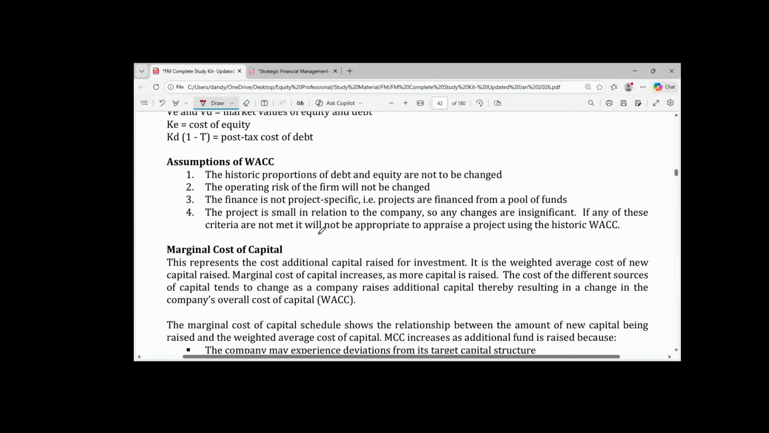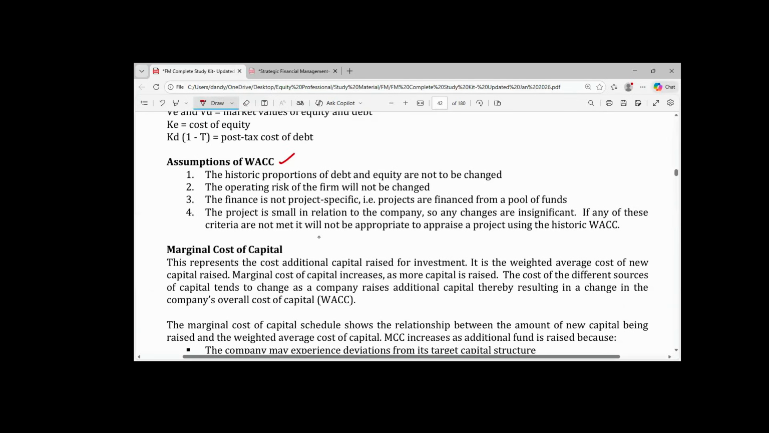The only thing we did not talk about is the underlying assumptions of WACC. The first assumption is that we assume that the historical proportion of debt, that is the debt equity proportion, as shown in the capital structure, will not change, it will remain constant.